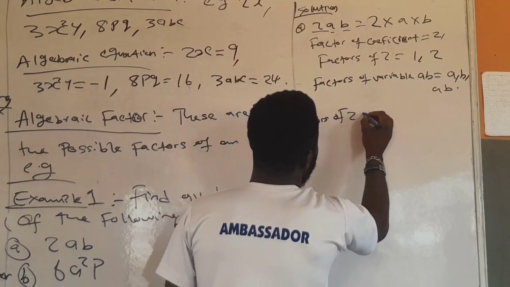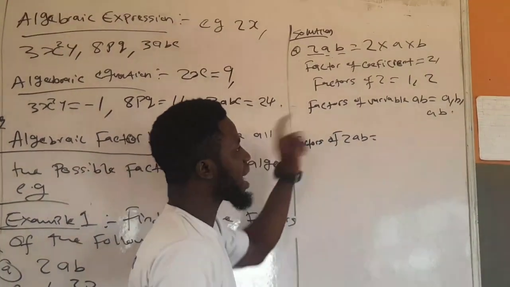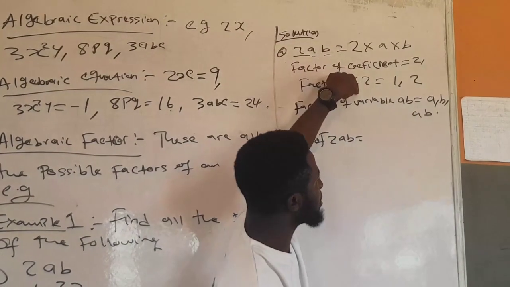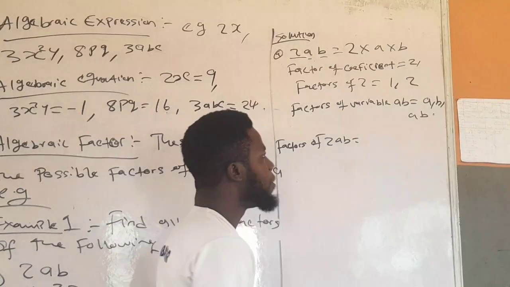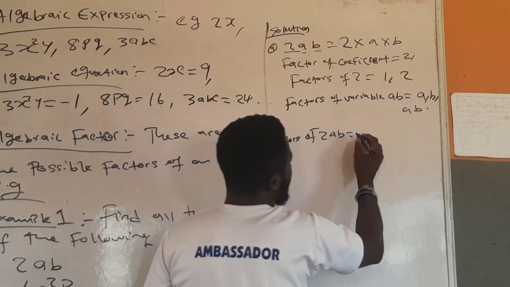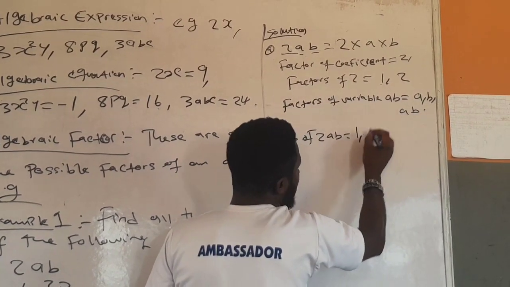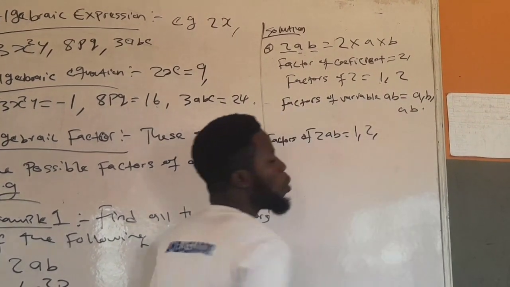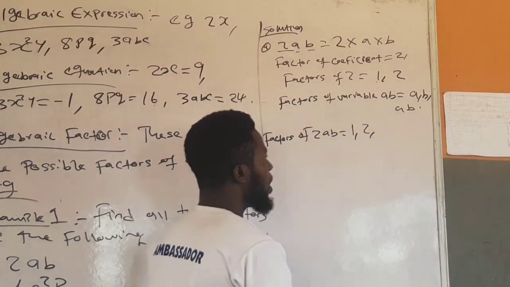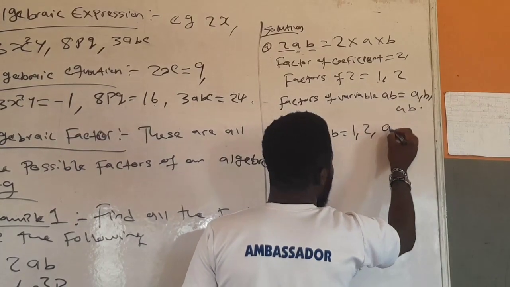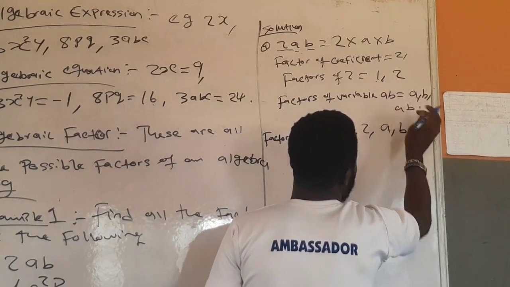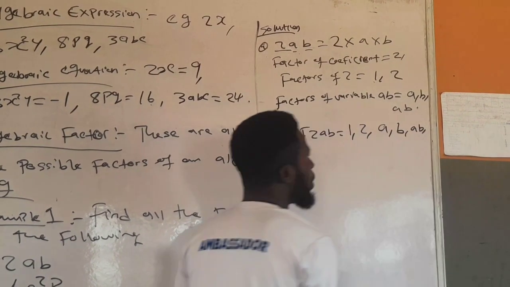Then the factors of 2AB will be equal to, you take it one by one. You take one of your factors of the coefficient, and you take it in line with your variable. You first write down the factors of your coefficient, which are 1 and 2. Then you take 1 and the first variable: 1 times A gives A, 1 times B gives B, 1 times AB gives AB. I'm done with 1.